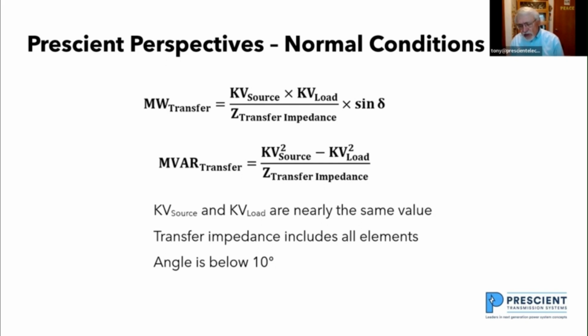If the load voltage drops to 70%, I can only transfer about 70% of the power. The equations for megawatt transfer and megavar transfer are different. The MVAR transfers are a function of the square of the voltages. So I can transfer a lot of VARs, or I could transfer a lot of watts, but I can't transfer both. I don't have the same relationship in both equations. And you've got to remember the transfer impedance includes all elements. So it would include the source, the impedance of the power grid, plus the impedance of the load.